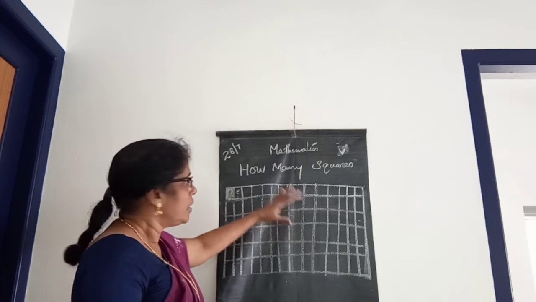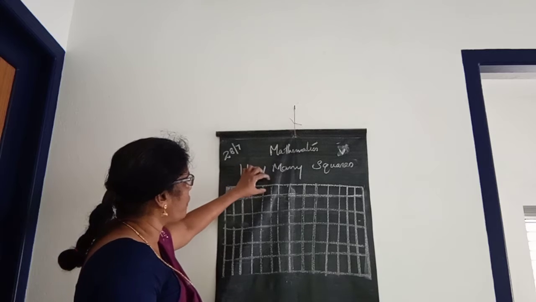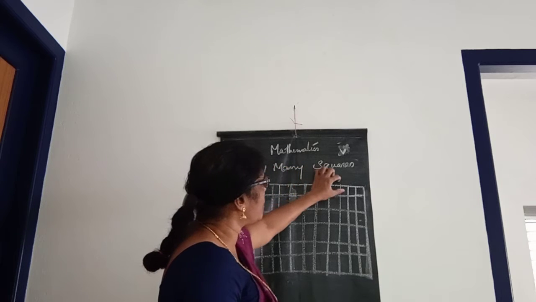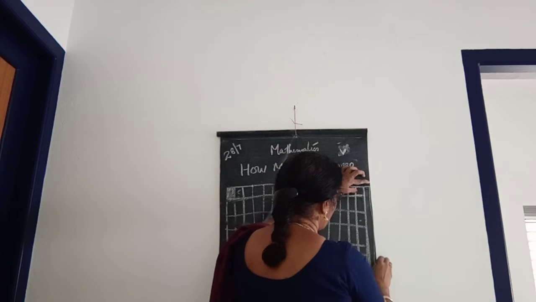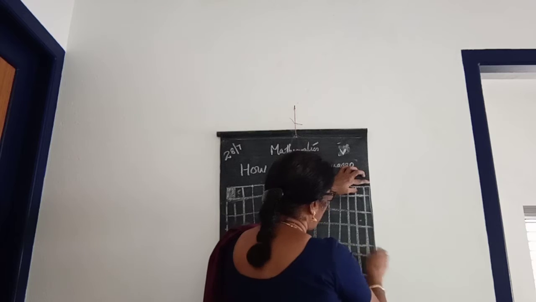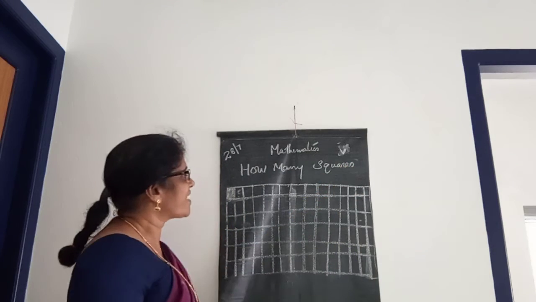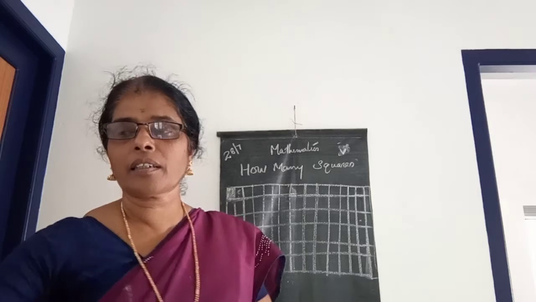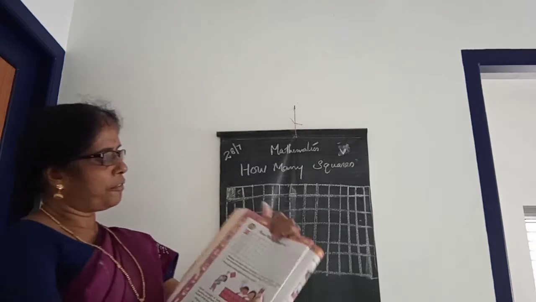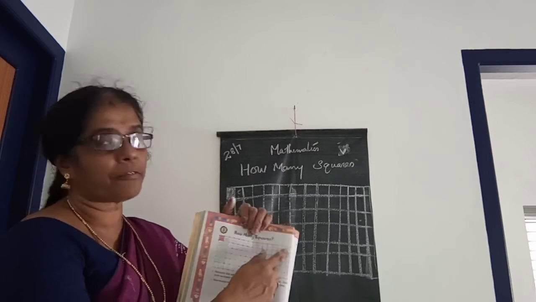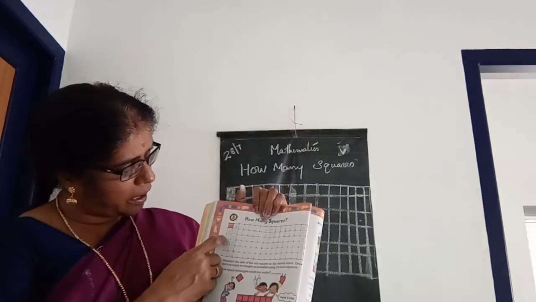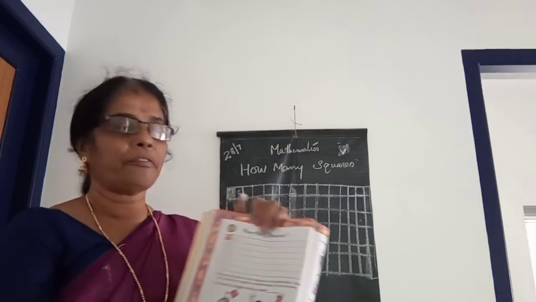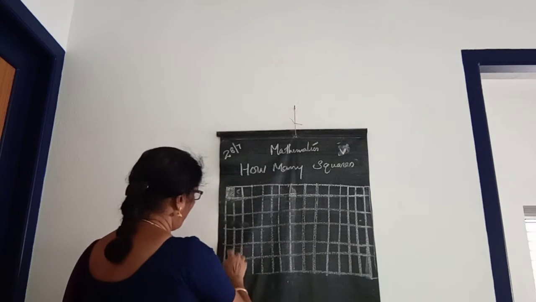Yes, listen here: 1, 2, 3, 4, 5, 6, 7, 8, 9, 10, 11, 12, 13, 14, one more needed. I have no space here, that's why I did it like this. Yes, 15. Look, children, in the textbook you can see 15 squares: 1, 2, 3, up to 15. 15 on this side, and on this side you can see 1, 2, 3, 4, 5, 6.